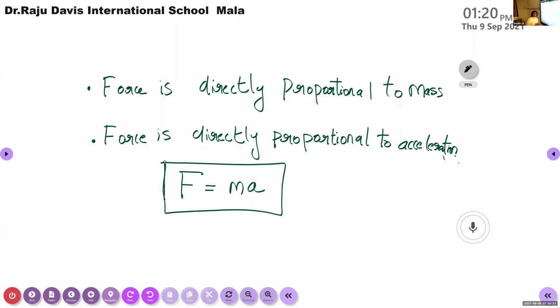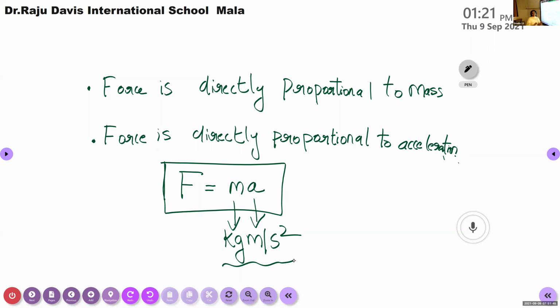Now from this mathematical equation, we can derive a mathematical unit for force. There is an SI unit for force. Do you remember what the SI unit of force is? Newton. Yes, very good. But from this equation, we can form a mathematical unit for force. What is the SI unit of mass? Kg, kilogram. Adigesh, what about the SI unit of acceleration? Meter per second square. Now combine these two units. It becomes kilogram meter per second square.